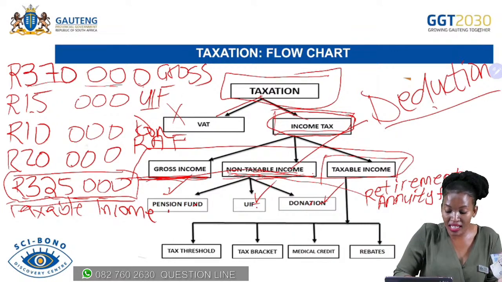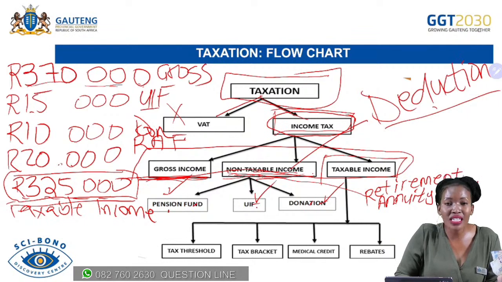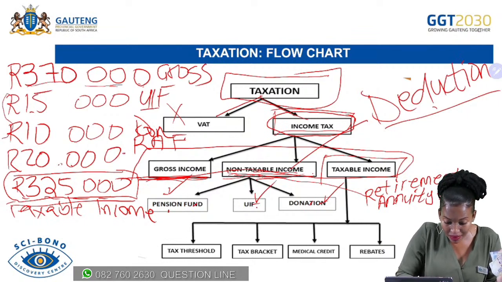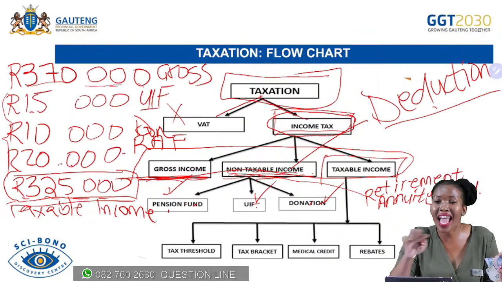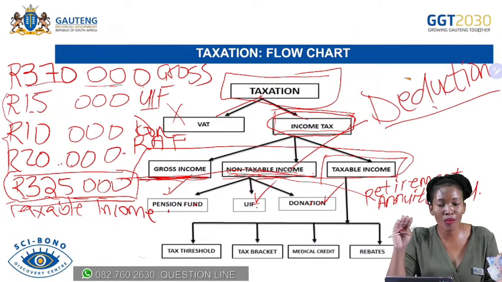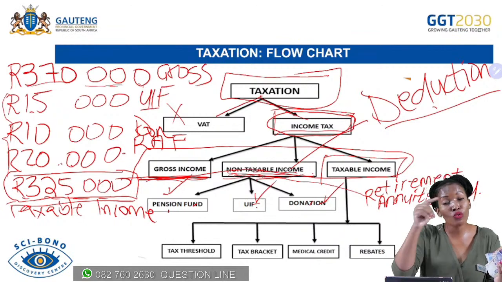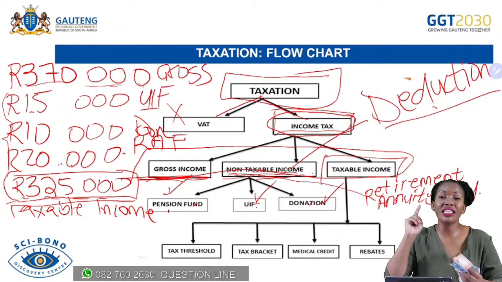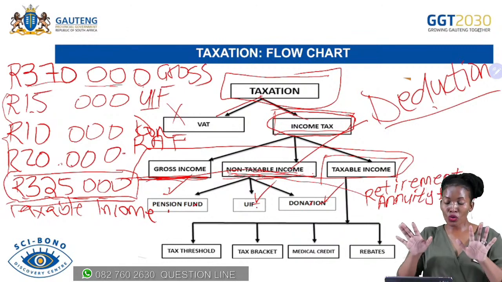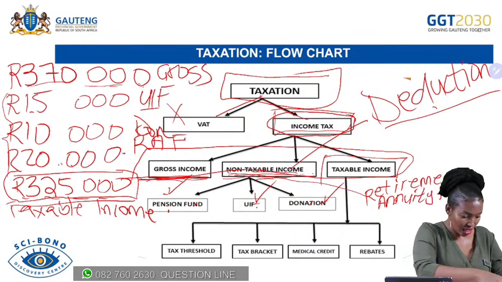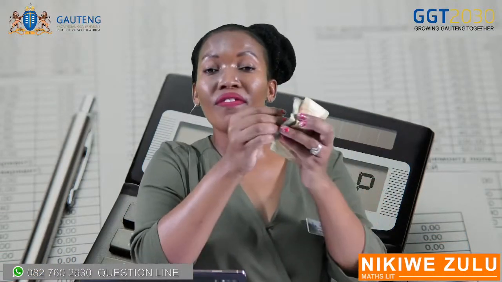You will not tax the retirement annuity fund, because these three are the non-taxable deductions. They are untouchable. We don't touch them. We cannot tax them. I'm going to explain to you later why we don't tax them. So in total, my non-taxable deductions come to 45,000 rands.